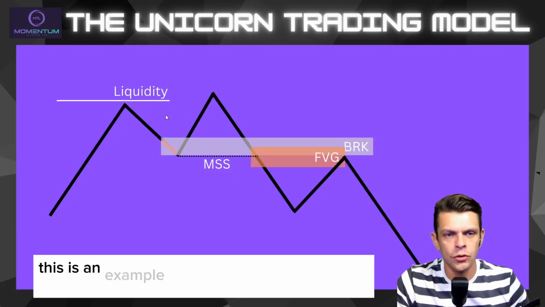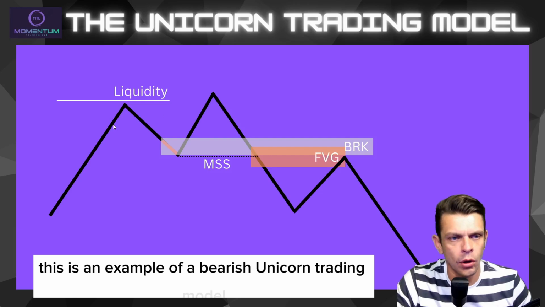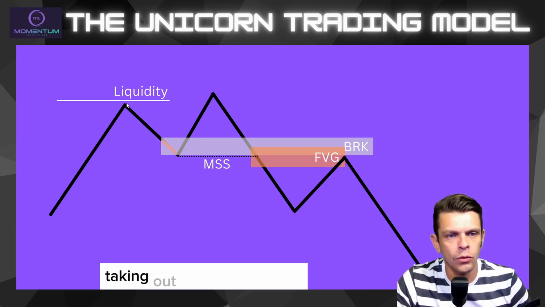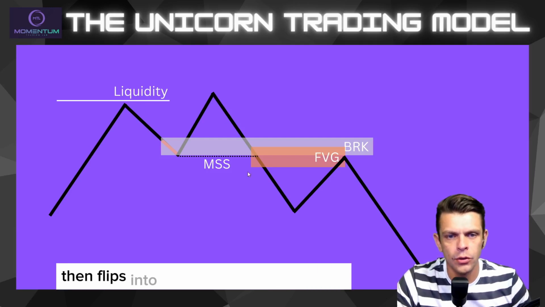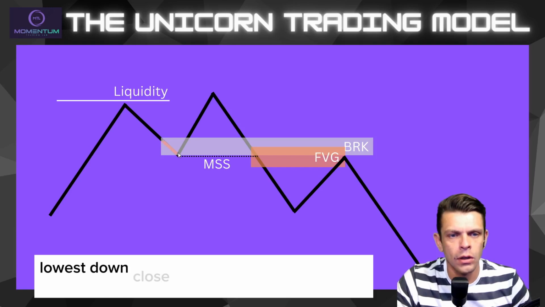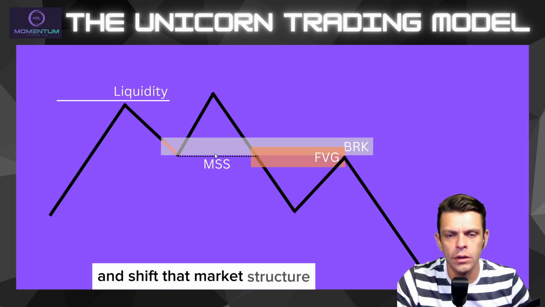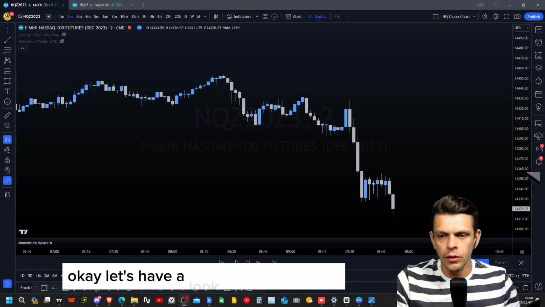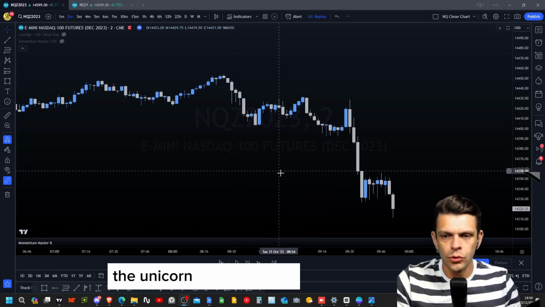Okay, this is an example of a bearish unicorn trading model. Price action trades into the buy side liquidity, taking out the previous high, then flips into a bearish market structure. The breaker block will be the lowest down close candle before price ran the liquidity and shifted market structure. And in the displacement leg, if there's a fair value gap overlapping the breaker block, then we have a valid unicorn model. Okay, let's have a look at an example of the unicorn trading model.